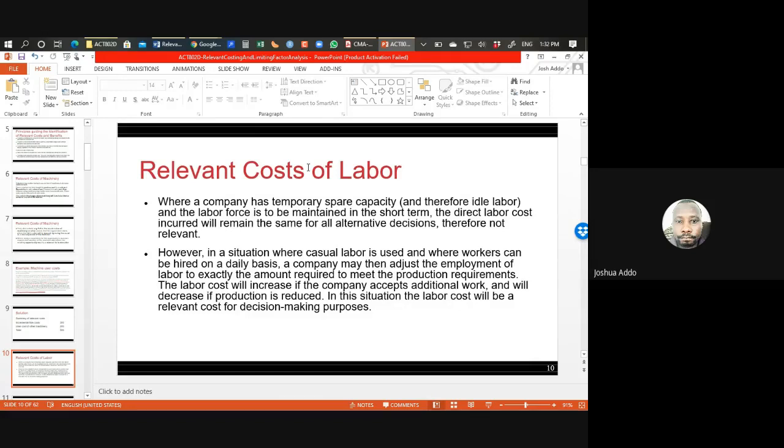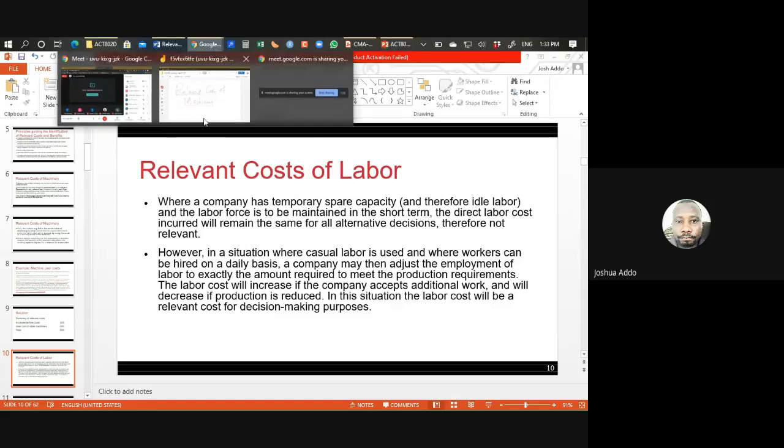So where there is idle labor and the idle labor hours are the same as what a contract requires, then the labor cost to the contract will be zero. Sometimes the idle time will not meet the full contract labor time requirement. Then the part which will be relevant cost is the excess hours above the idle capacity that is needed for the contract. That one becomes relevant cost. Okay, so this is where we have spare capacity, and you can see full spare capacity and partial spare capacity.